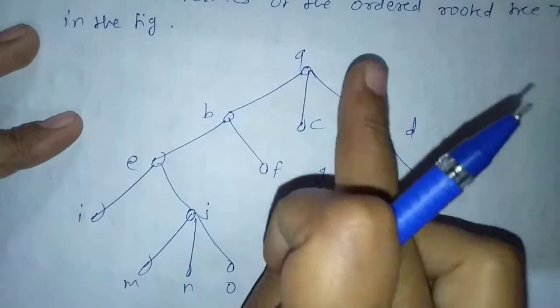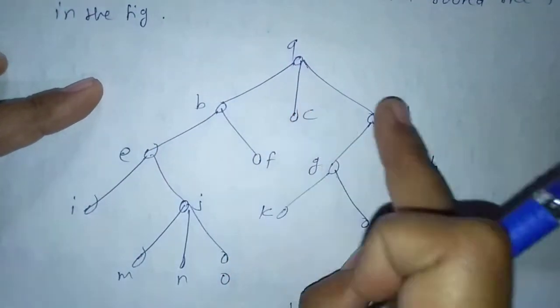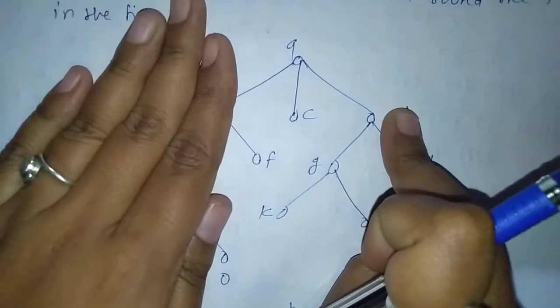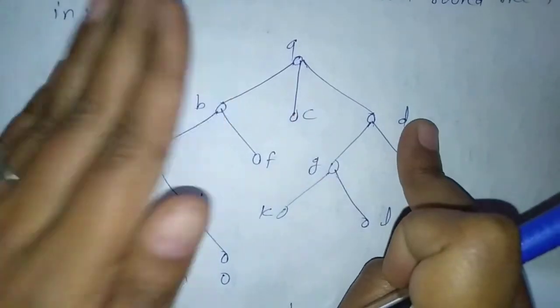Here you can see that A is the root, this is the first subtree, this is the second subtree and this is the third subtree. So first visit B, next visit root A, next visit C, next visit D.